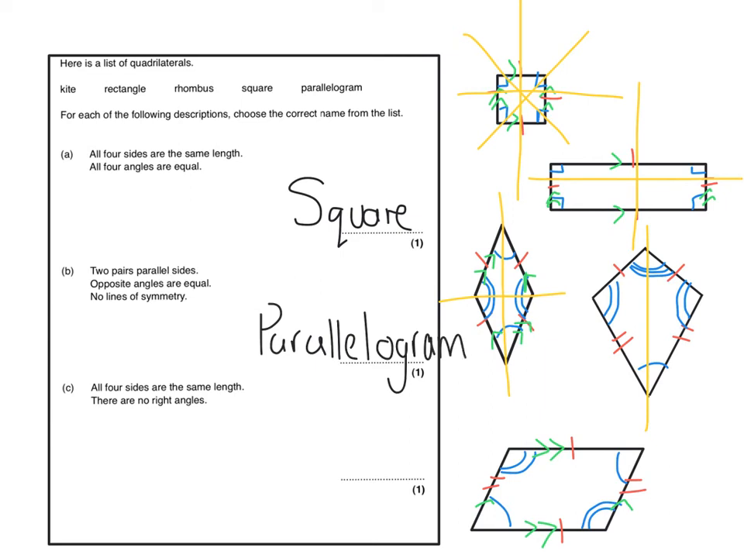Okay, last one. All four sides are the same length. There are no right angles. So this has got right angles, this has got right angles. This hasn't got sides the same length. This hasn't got sides of the same length, not all of them are the same length. But this one here, all four sides are the same length, there's no right angles. So the answer to that one is a rhombus.